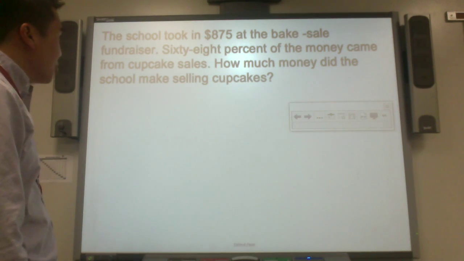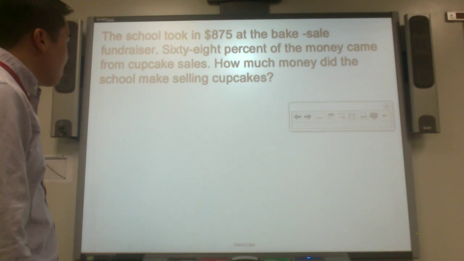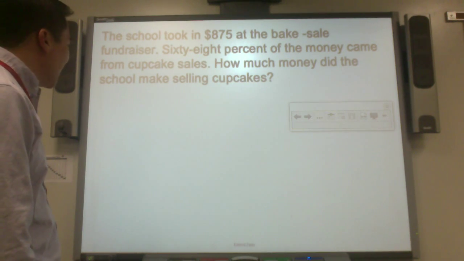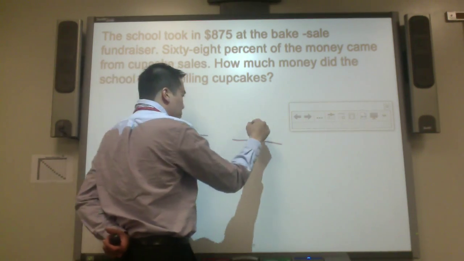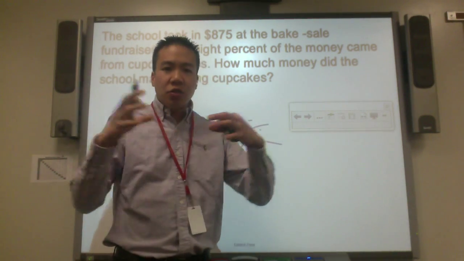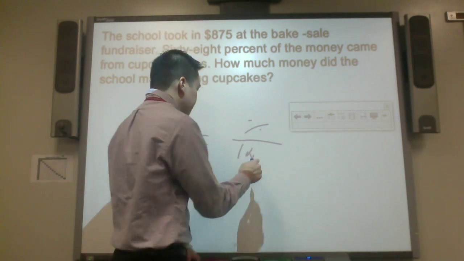The school took in $875 at the bake sale. 68% of the money came from cupcakes. How much money came from cupcakes? So I'm going to use the percent proportion. It's part to whole, percent to 100. Part to whole, percent per 100.